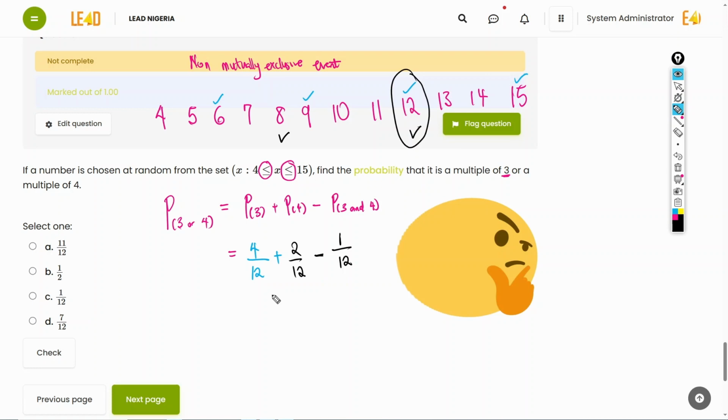Multiple of 4 is actually, there are 3 of them. Sorry, 4 is a multiple of 4, my bad. So this is 3, right? Okay, so the multiples of 4 are 4, 8, and 12. So minus 1 out of 12. So that would be 7 out of 12 minus 1 out of 12, which gives you what? 6 out of 12, or you can write it as 1 out of 2.